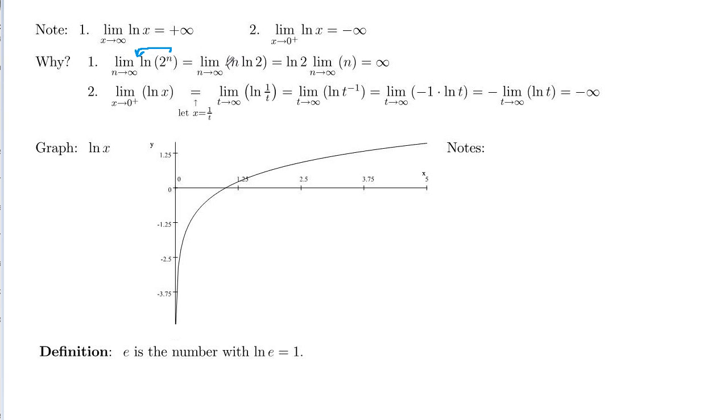Here it is. So now you're looking at the limit as n goes to infinity of n log of 2. So this is a constant times n. You can take that constant and factor it out of the limit. Right here it is. And then the limit of n as n goes to infinity is infinity. So that's why this limit is infinite.